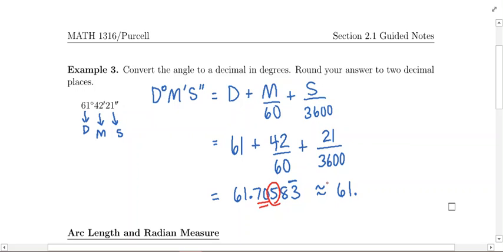Remember, if it's a 5, 6, 7, 8, or 9, you're going to want to bump up. So this is going to round to 71. If the number that comes after is a 0, 1, 2, 3, or 4, you're going to stay the same. So it would have stayed at 70.